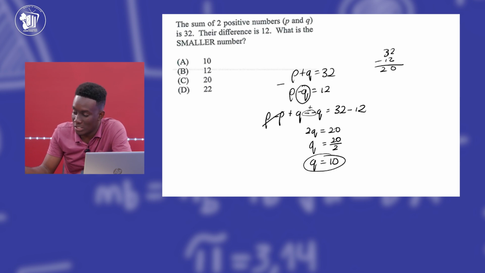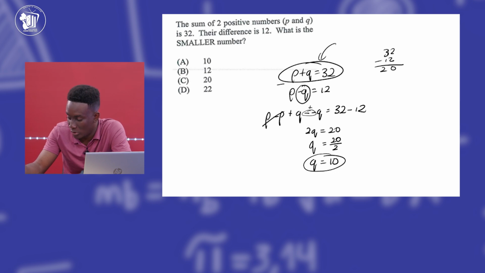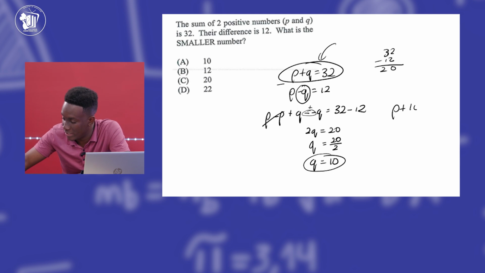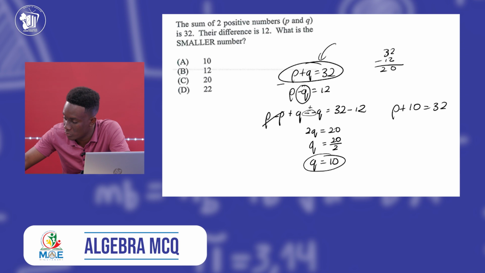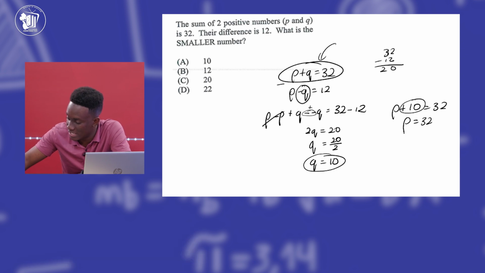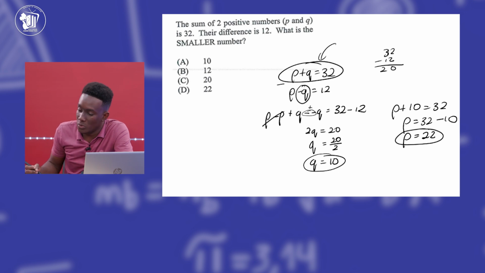So let's find what the other number is. We already have this equation, so we can substitute Q being equal to 10 into that equation. So it will be P plus, instead of Q, we'll have 10 is equal to 32. So P would therefore be equal to 32, this 10 is adding, and we take it over, we'll subtract. So 32 minus 10, hence P is equal to 22. To answer the question, the smaller number is simply 10.